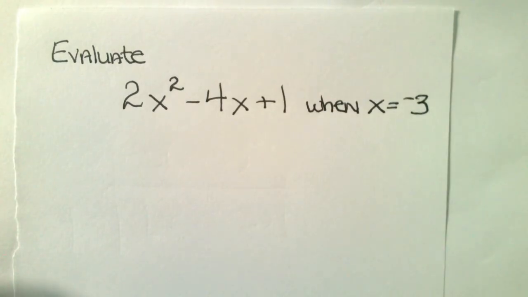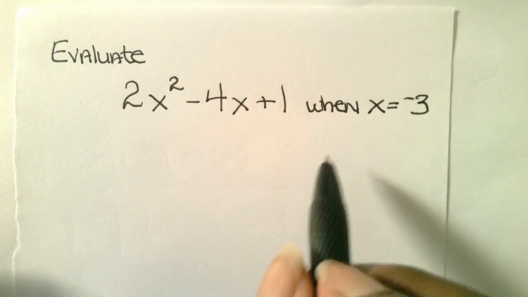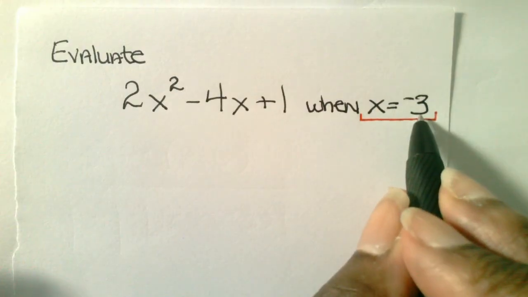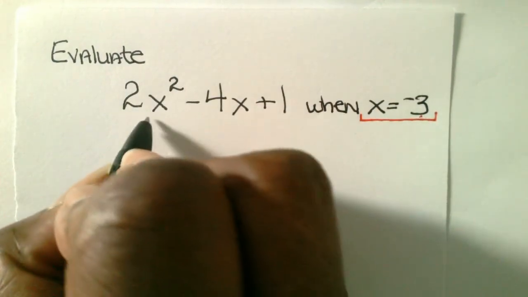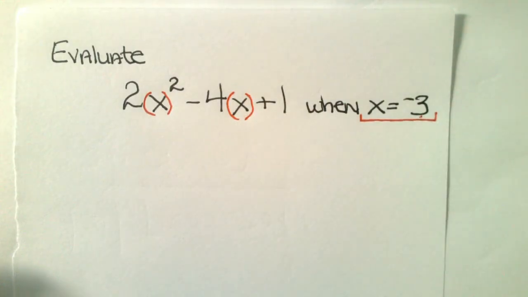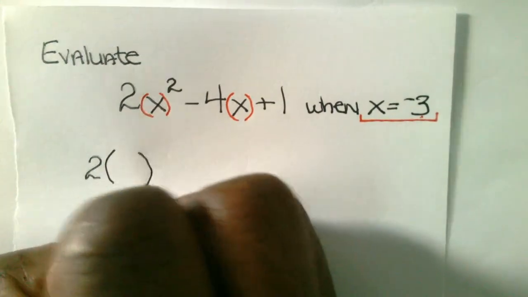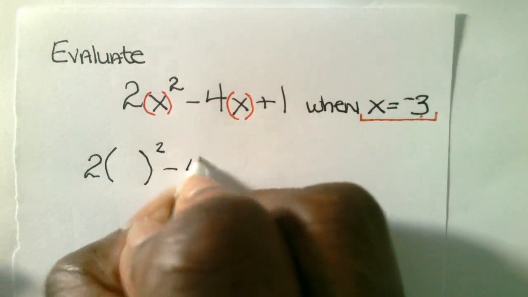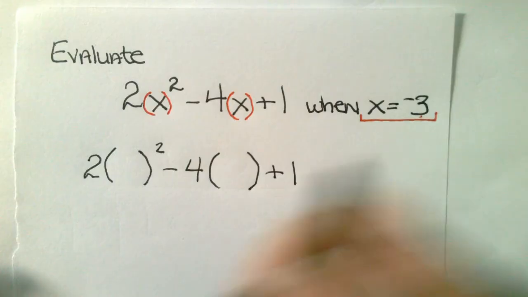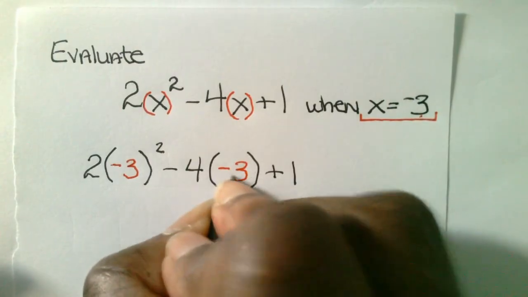Yeah, because we probably didn't get a chance to walk through it. So now when you're evaluating, notice they're giving you a clue. They're saying that x equals -3. So that means every time I see an x, I'm going to replace it with a -3. So that means I have 2 parenthesis squared minus 4 parenthesis plus 1. So every time there is an x, the x is coming out of the game and -3 is coming into the game.